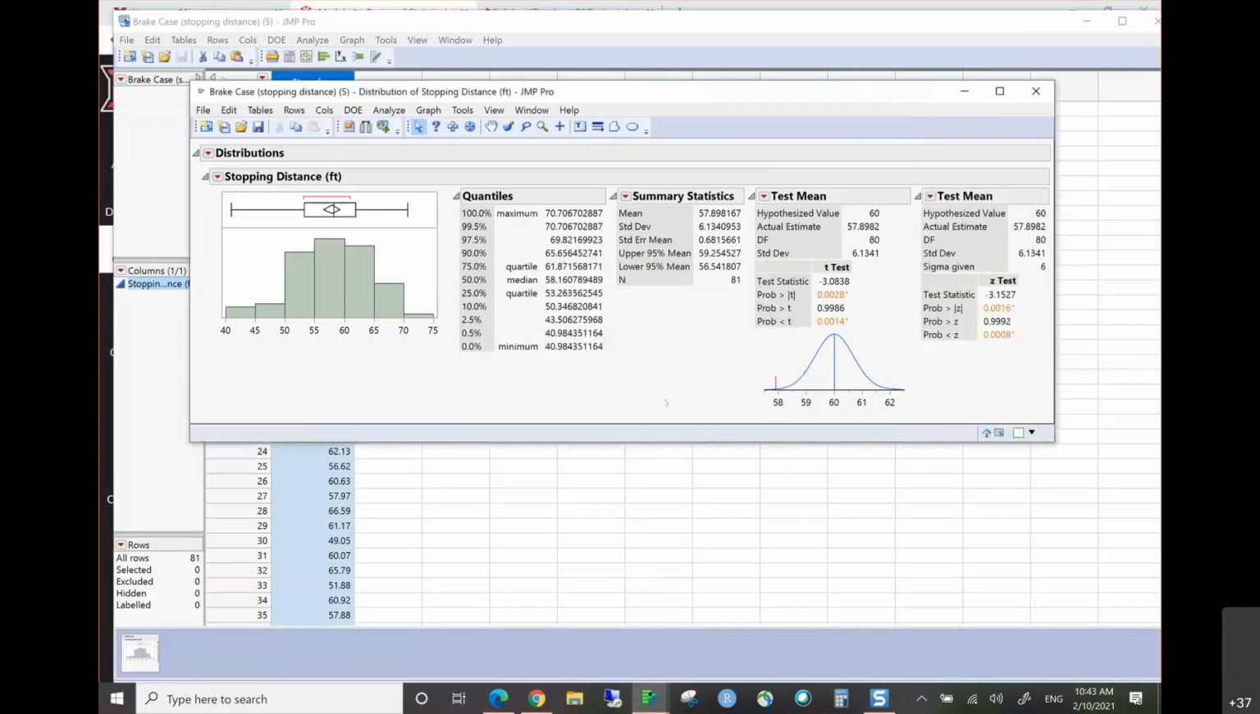And then the only difference you have in the output is the sigma, which is our population standard deviation, given as 6. That is what I entered. At the same time, the t-test statistic changes to a z-test statistic because sigma is given. And then we have the z-test statistic. We have again the p-values to the right, to the left, or two tails. Got it? All right.